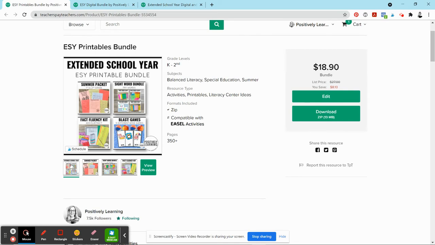The next thing in this printable packet is the summer packet, and that has 30 pages, 15 literacy, 15 math. And you can see that these are all elementary resources. I put that they are first to second grade.